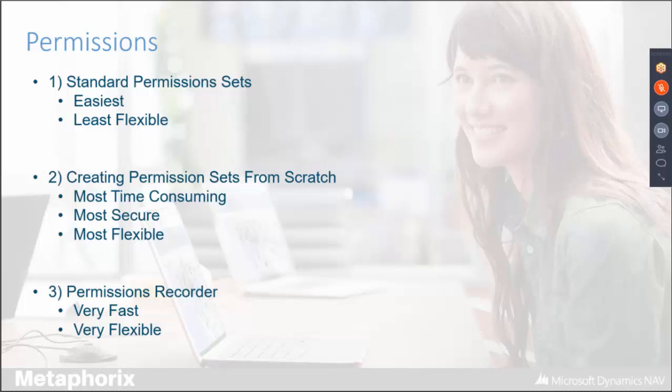And then the last way that you can assign permissions is to use the permissions recorder. This is very fast and very flexible. What you essentially do is you press start on the recorder, you ask the user to do their job, and Navision will log the permissions that are being used in the background and then create a permission set out of those. And at the end, I just wanted to quickly show you user groups. User groups is a way that you can group permission sets and then assign them in bulk.